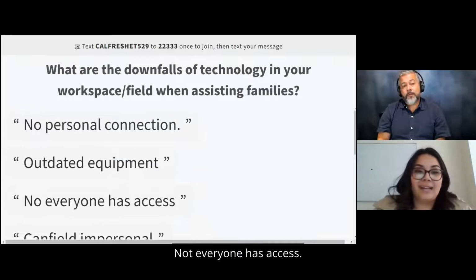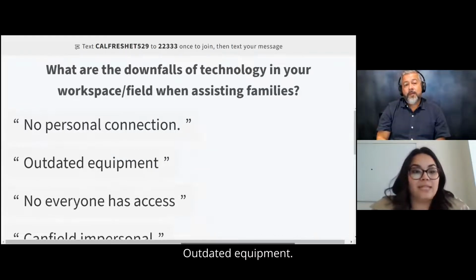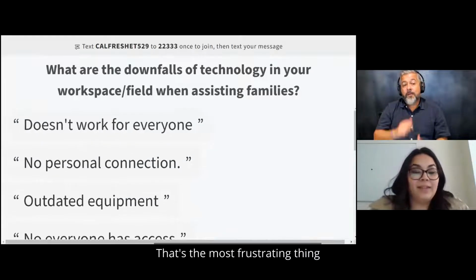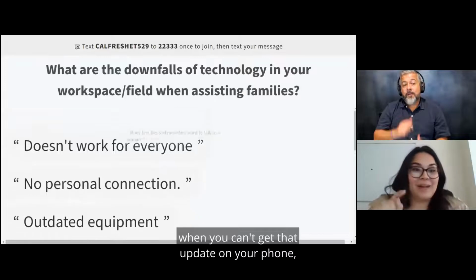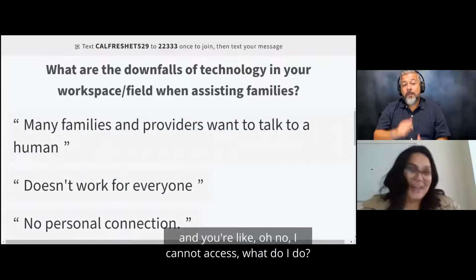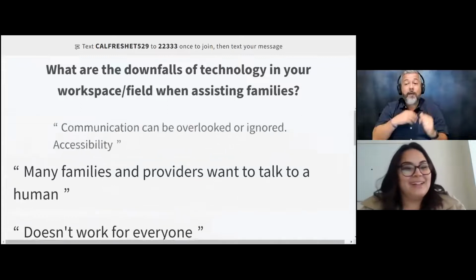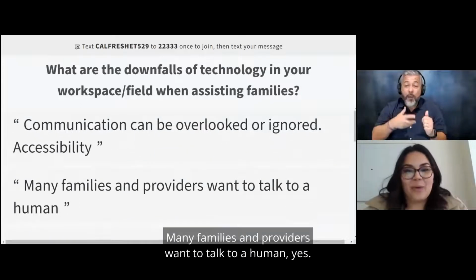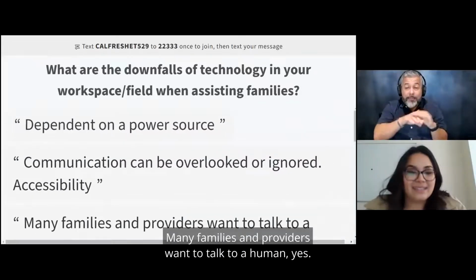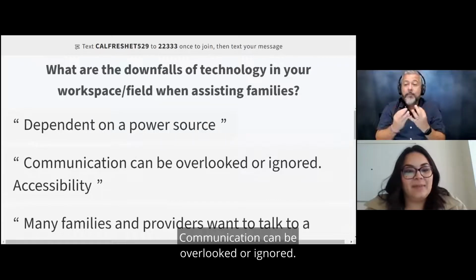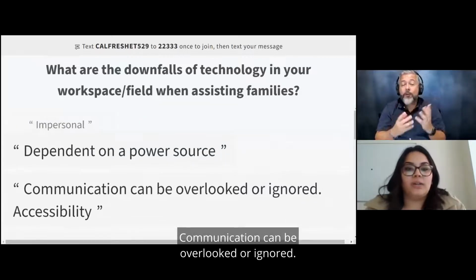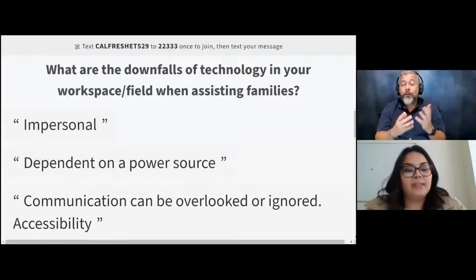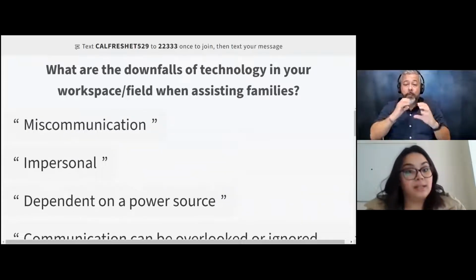Not everyone has access. Outdated equipment. That's the most frustrating thing when you can't get that update on your phone and you're like, oh no, I can't have access. What do I do? Many families and providers want to talk to a human. Yes. Communication can be overlooked or ignored. Dependent on a power source.